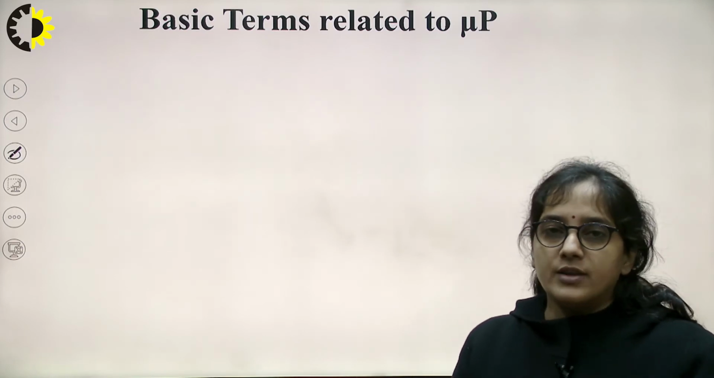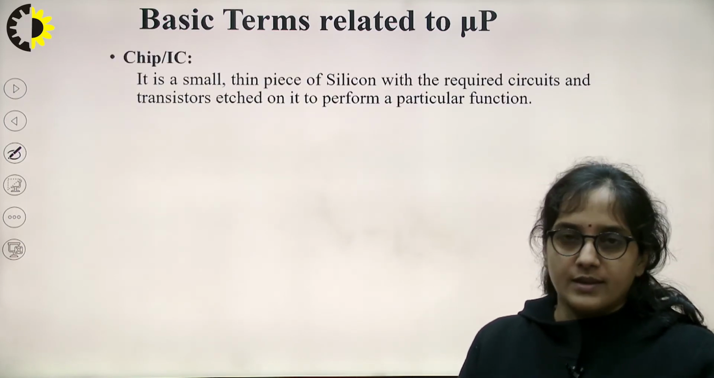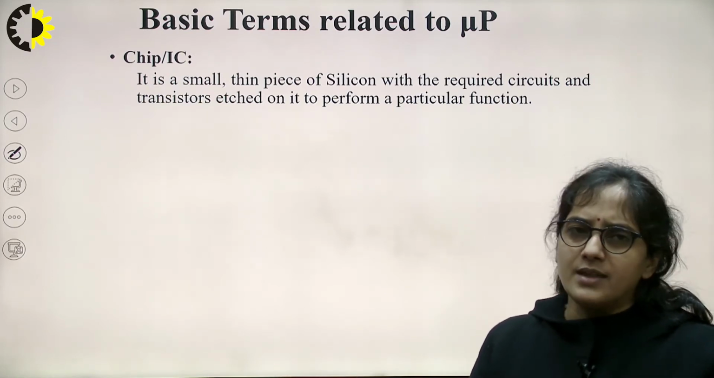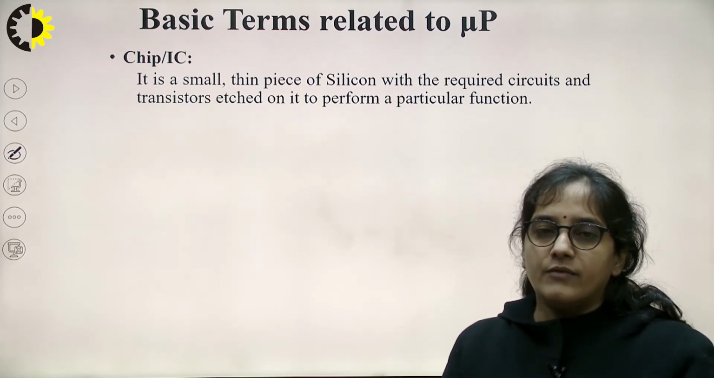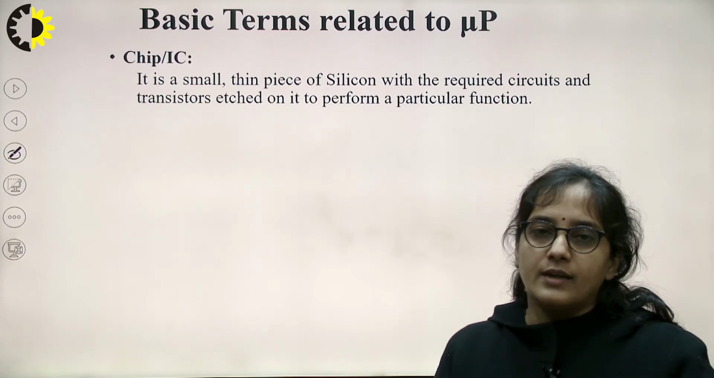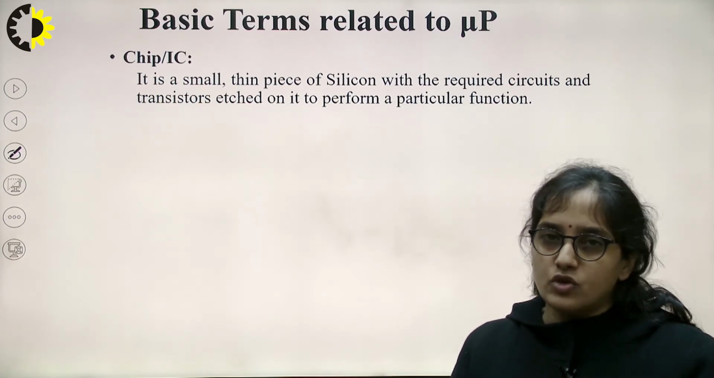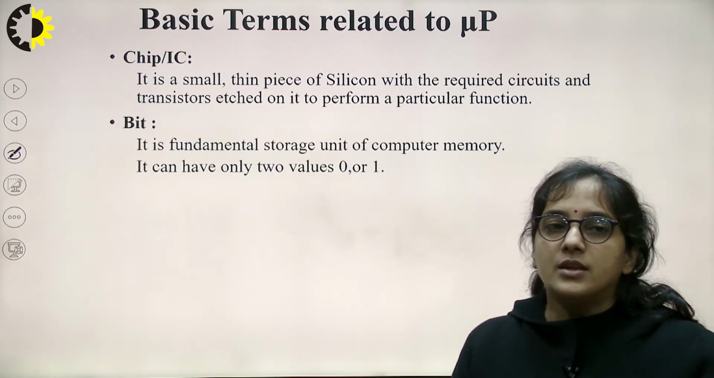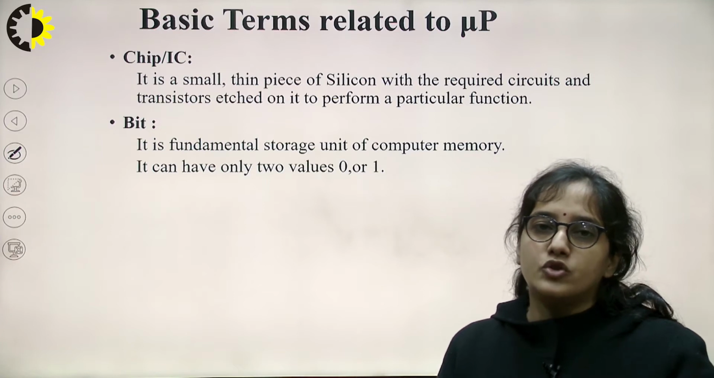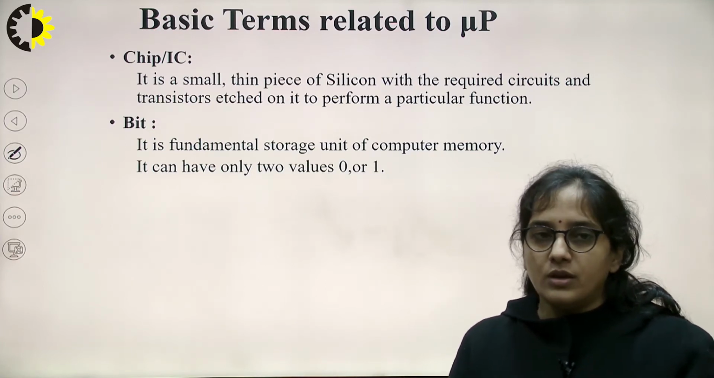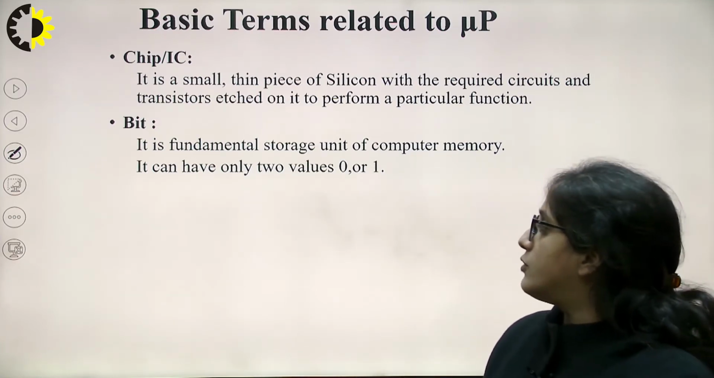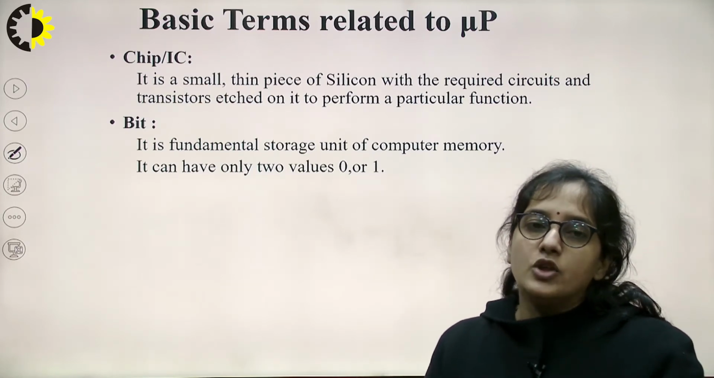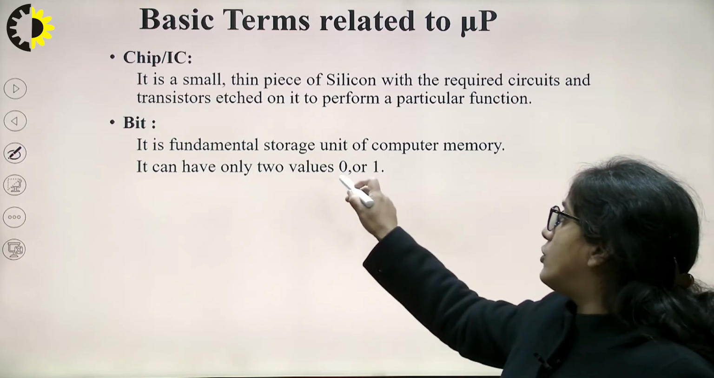Okay. So, the first term is the chip. As I told you, this microprocessor is a chip, or we can say it is a small thin piece of silicon with the required circuit, and transistors are used to perform the operation. Bit, which is the fundamental storage unit of our computer. Here, as I told you, the microprocessor is using binary data. So, data is in the form of 0 and 1.